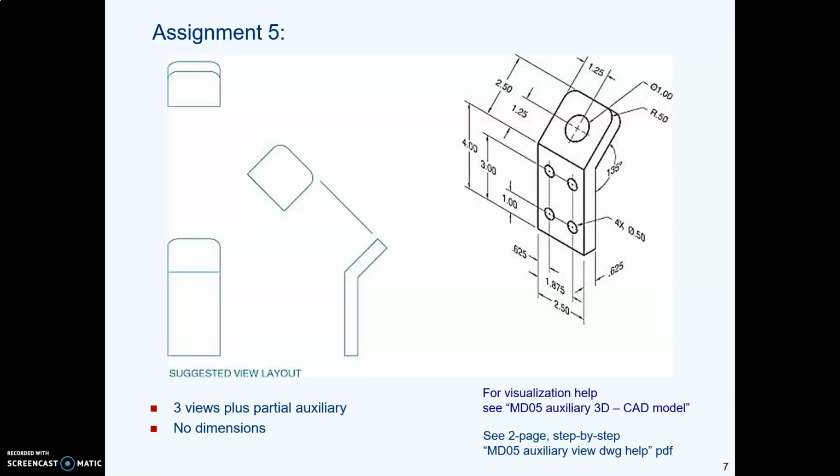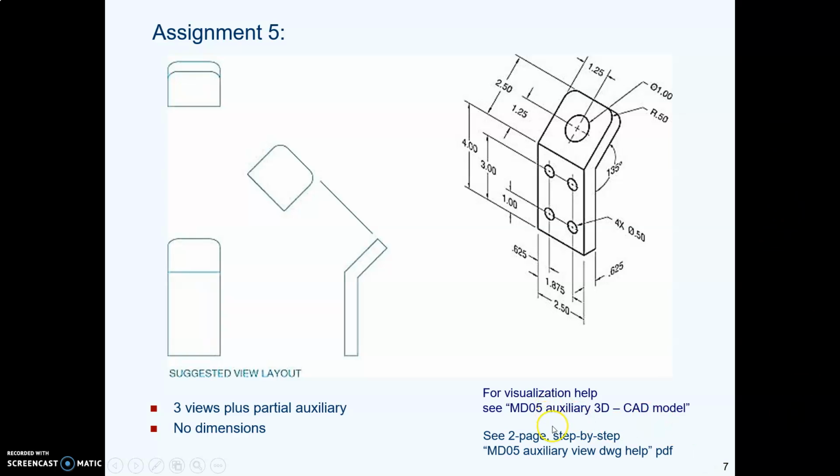And this is the part that we're going to draw for assignment 5. I don't know if it's cast or machined or what it is, but it's bent at a 135-degree angle. In other words, 45 degrees off of vertical. And this leg is 5/8 of an inch thick all the way along, and we're going to draw a side view, a front view, a top view, and an auxiliary view. We're still not dimensioning anything, so don't worry about dimensions, we're just drawing these views.